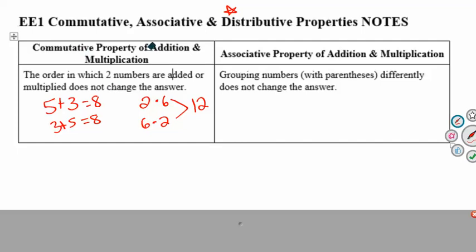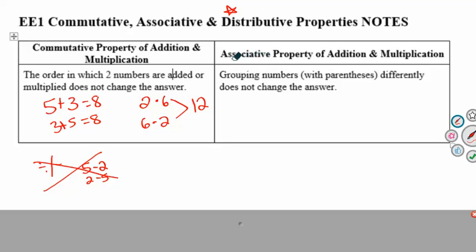The big deal is that that does not work for division or subtraction. It does not work. That makes sense to you too, right? Because if I said 5 minus 2, that's not the same as 2 minus 5. I would not get the same answer. So it does not work for division and subtraction.